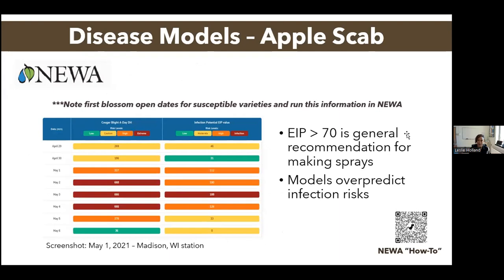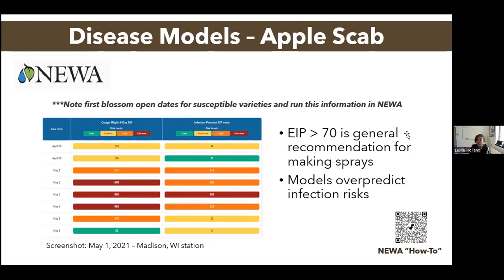And in terms of those recommendations, it's recommended that if your EIP is greater than 70, that's typically a good time to make that application. Now, the models do overpredict infection risk, but I think that's probably to your benefit, right, as quickly as the season moves. So take the information with a grain of salt in that sense, but if conditions are really conducive, you're seeing back-to-back red, it's really important that you're making those applications.